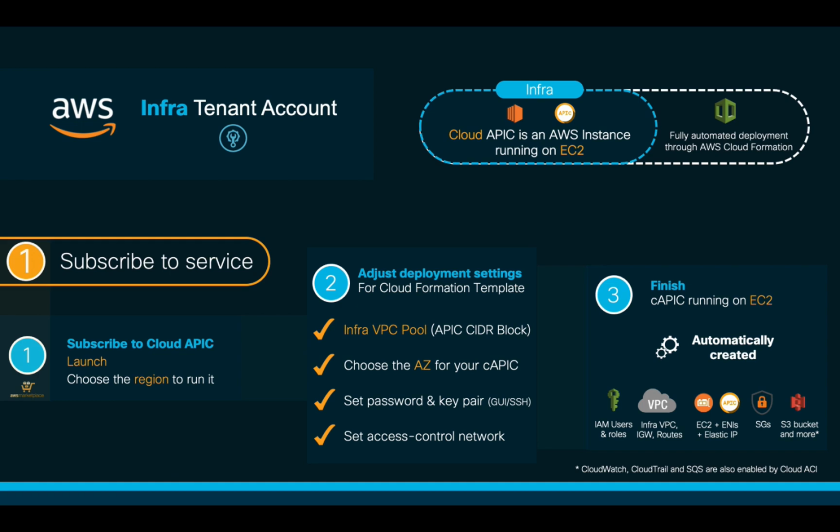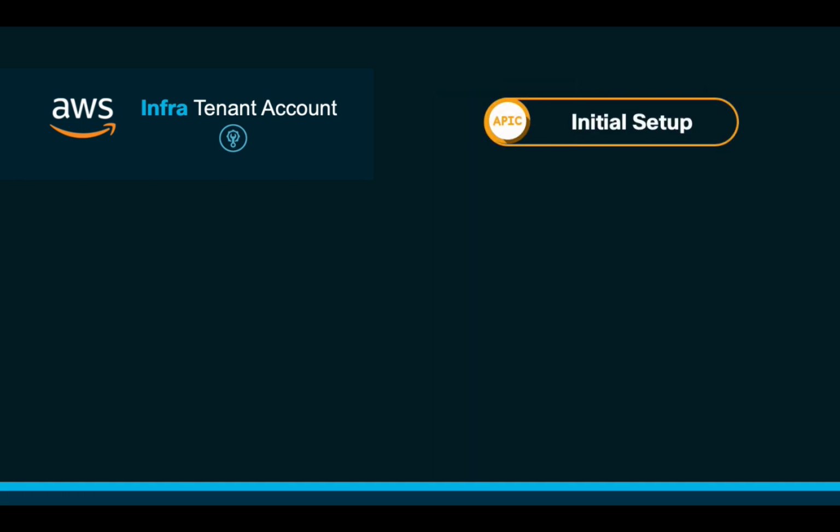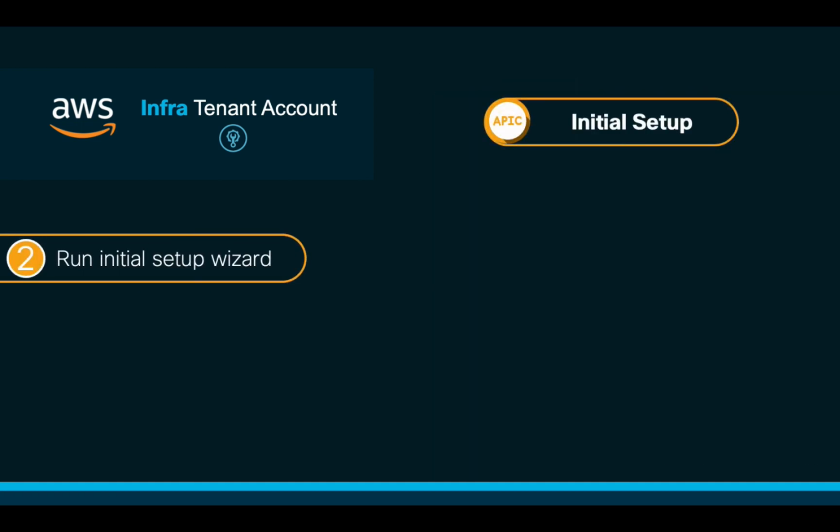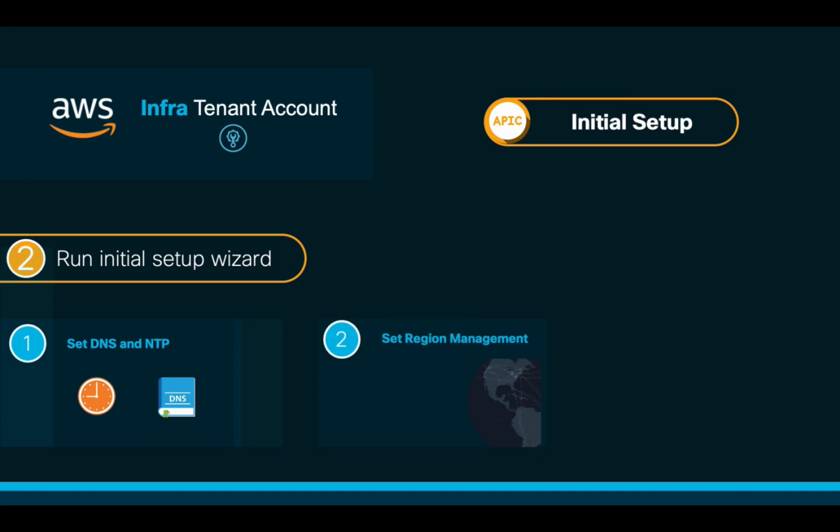After APIC is up and running, let's now log in and run the initial configuration wizard with 3 simple steps. In the first one, we will simply set the DNS and NTP server. In the second one, we will select the AWS region or regions we want this Cloud APIC to manage. And in the third one, we will add the corresponding licenses if we have them. Otherwise, we'll simply leave the trial version running.